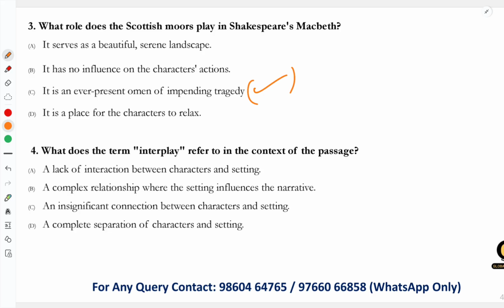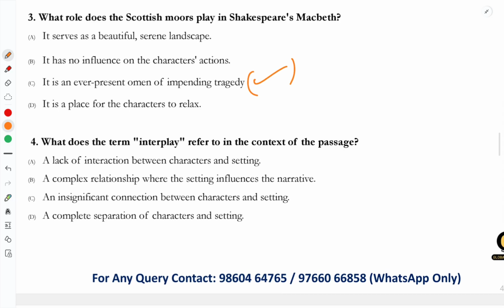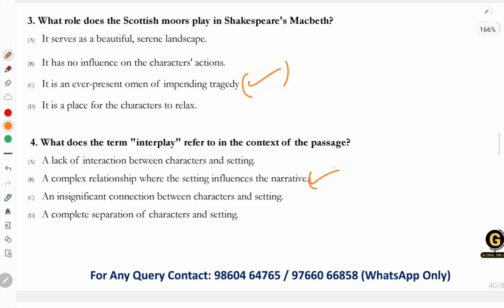Next question: what does the term interplay refer to in the context of the passage? A lack of interaction between the characters and setting, a complex relationship where the setting influences the narrative, a significant and insignificant connection between characters and setting, a complete separation of characters and setting. The correct answer for this question is option number B, a complex relationship where the setting influences the narrative. This is what we have seen in the very first paragraph of the passage itself.